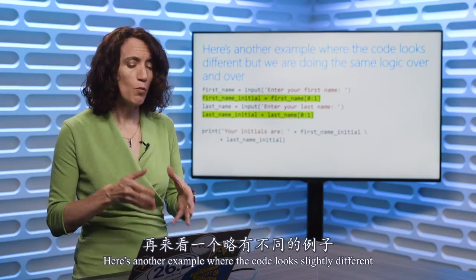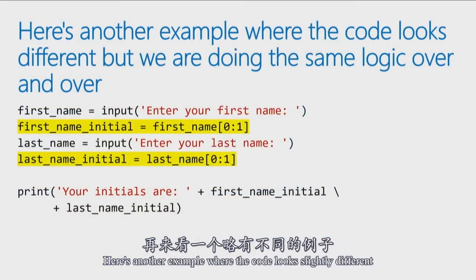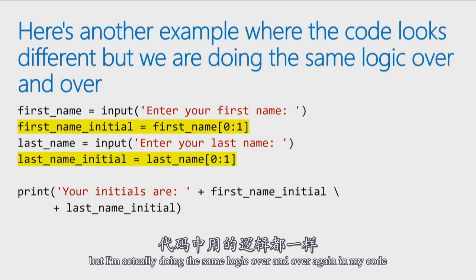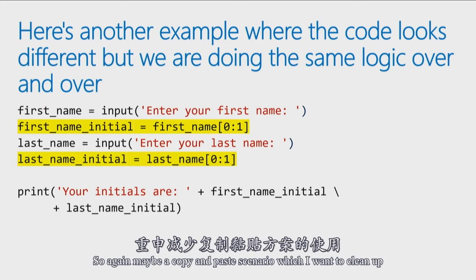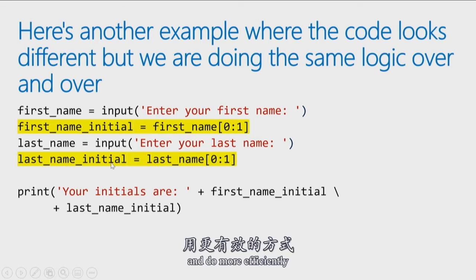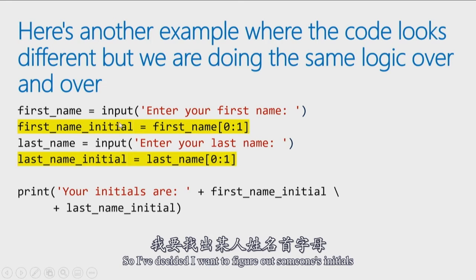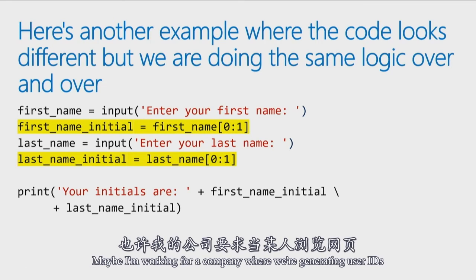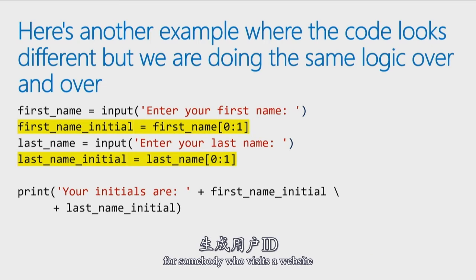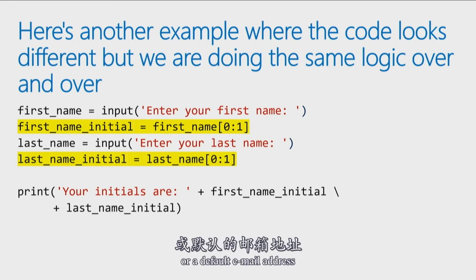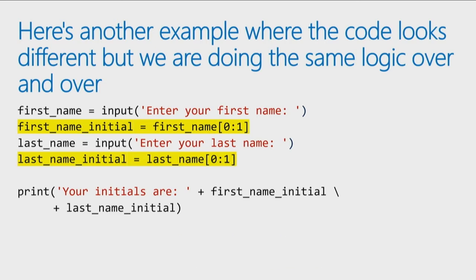Here's another example where the code looks slightly different, but I'm actually doing the same logic over and over again in my code. So again, maybe a copy and paste scenario which I want to clean up and do more efficiently. So I've decided I want to figure out someone's initials. Maybe I'm working for a company where we're generating user IDs for somebody who visits a website or a default email address, and we use people's initials to generate that user ID or default email address.